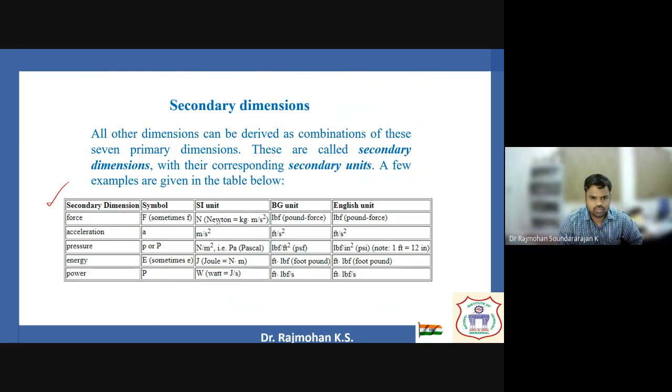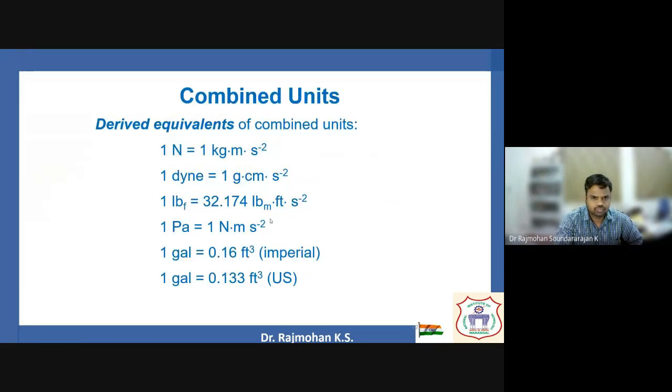You can say 1 Newton equals kg into meter per second square. If I say F equals m into g, the unit of mass is kg, and the unit of gravitational acceleration is meter per second square. So these are some of the derived units. In the same way, 1 dyne is defined, 1 pound force is defined, 1 Pascal is defined.